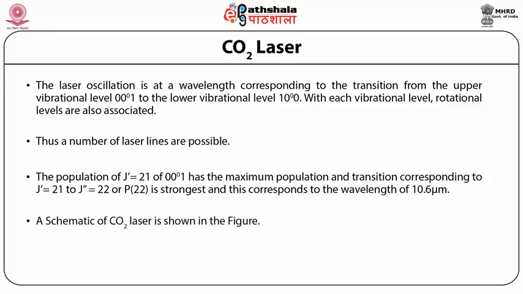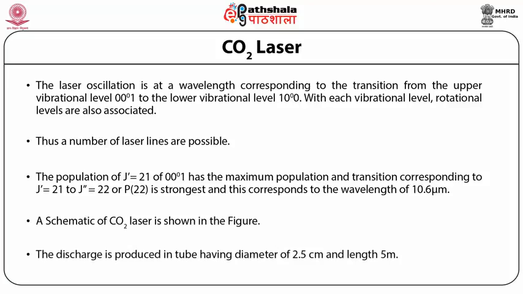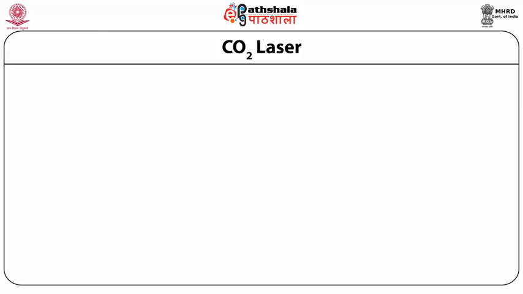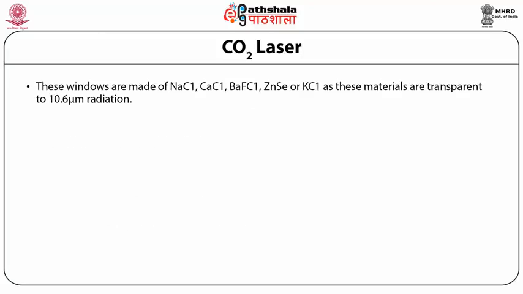A schematic of the carbon dioxide laser has been shown in the figure. The discharge is produced in a tube having a diameter of 2.5 cm and length 5 meter. Brewster windows are used at the ends. These windows are made of NaCl, sodium chloride, calcium chloride, barium fluorochloride, zinc selenide, or KCl, as these materials are transparent to 10.6 micrometer radiation.